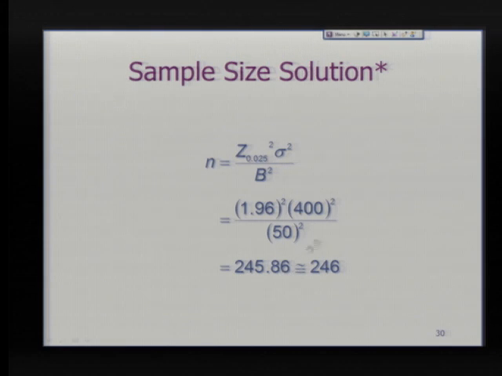So usually we round up to the next higher integer. The larger the sample, the better the estimation, so always round up in this case. So this tells you that if you want to do a confidence interval estimate for average premium in that community with marginal error within 50, you need a sample size of 246 to help you to achieve that goal.